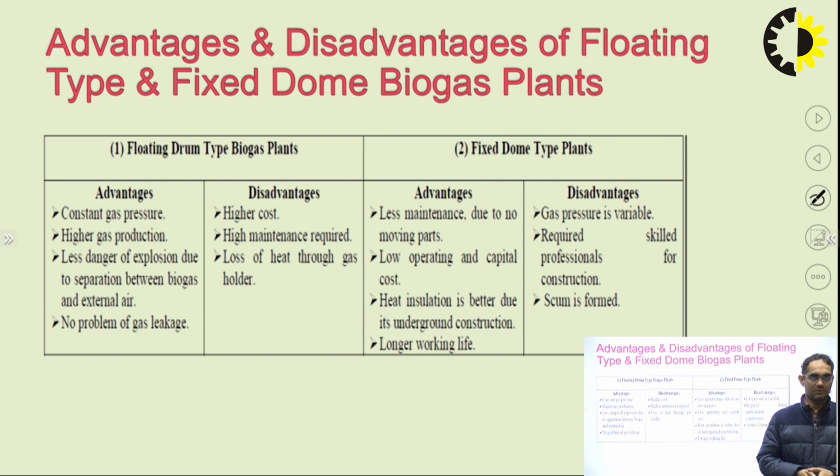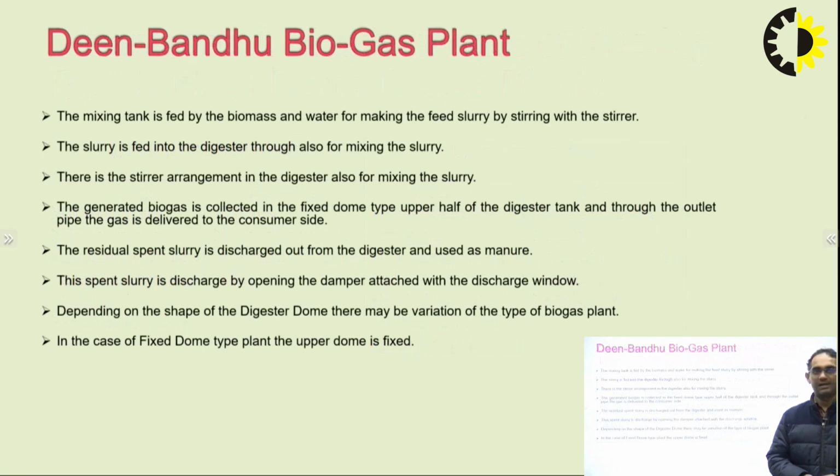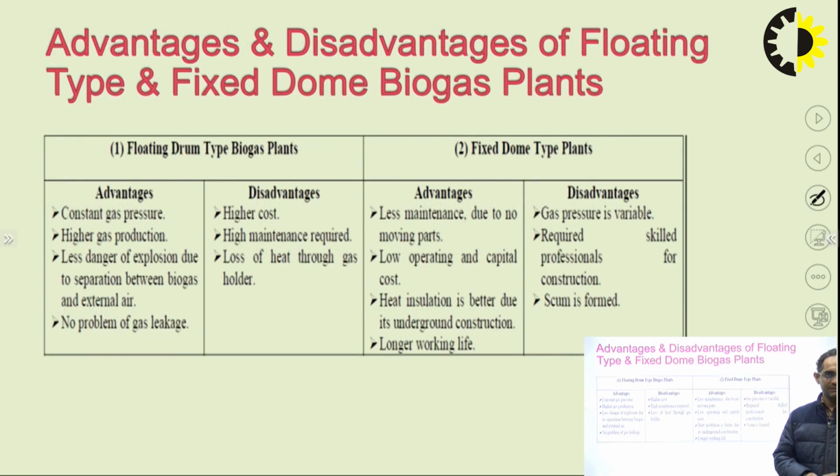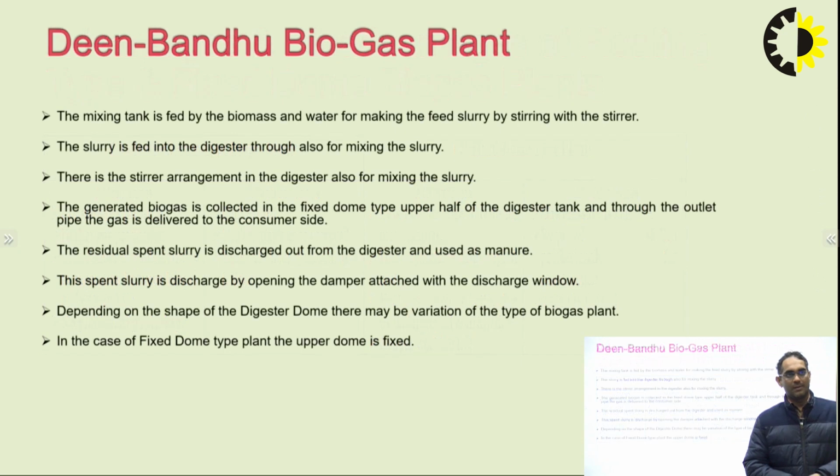through the gas holder. In the fixed dome type plants, there are advantages like less maintenance due to no moving parts, and low operating and capital cost. Heat insulation is better due to its underground construction, and it has a longer working life. Certain disadvantages are that gas pressure is variable, skilled professionals are required for the construction, and scum is formed. Okay. Then next is the Deenbandhu biogas plant.